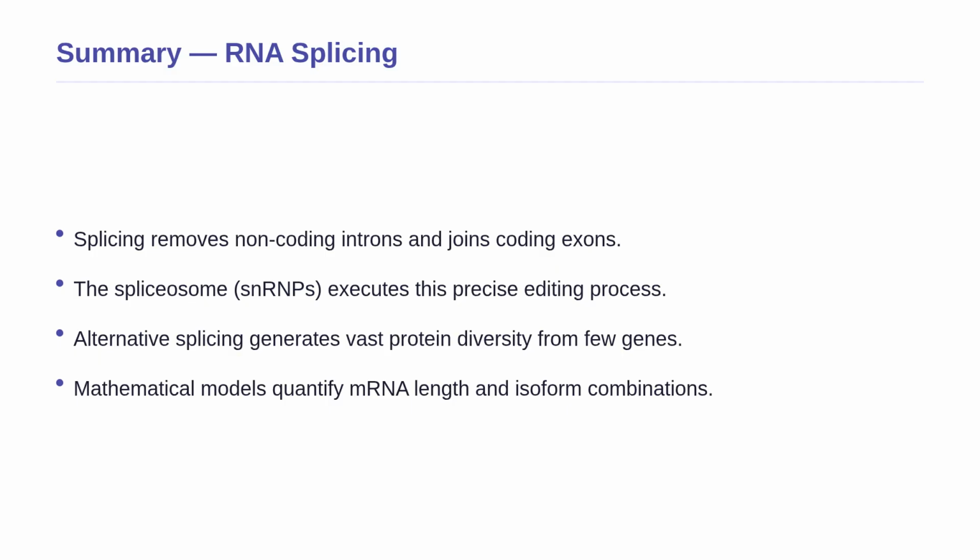We have covered a lot of ground today, so let us review the key takeaways. First, RNA splicing is the essential cellular editing process that removes non-coding introns and joins coding exons to form mature mRNA. Second, we learned that this process is driven by the spliceosome, a complex molecular machine that ensures our genetic messages are perfectly readable. Third, by allowing for alternative splicing, this mechanism gives our cells the incredible ability to generate a vast diversity of proteins from a relatively small number of genes.